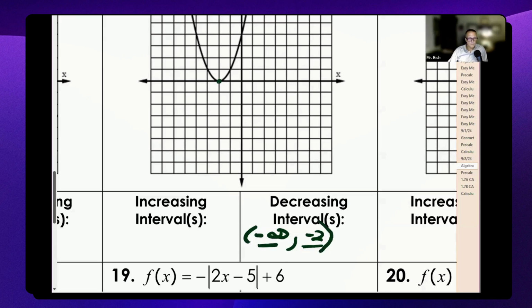It's going to pick up increasing on the other side of -2 all the way to infinity. And that's where the function is going to be increasing from x equals -2 all the way to x going to infinity out to the right.